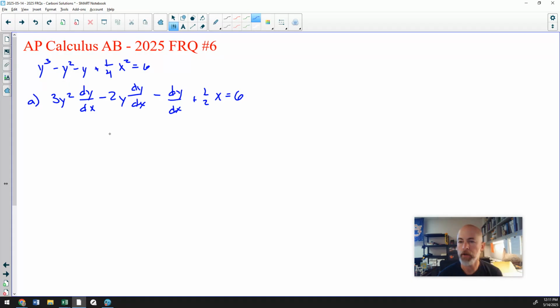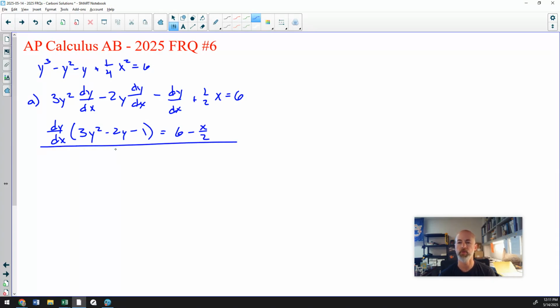Yeah. Okay, so I'm going to factor the dy/dx out, times 3y squared minus 2y minus 1. I will move that 1/2 x over, so 6 minus x over 2. And then we'll divide the whole thing by the 3y squared minus 2y minus 1. Okay, so then dy/dx will equal.